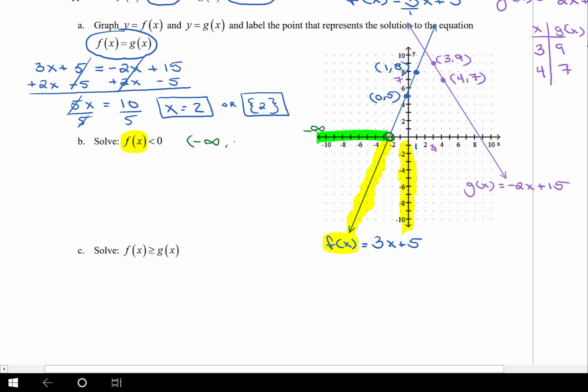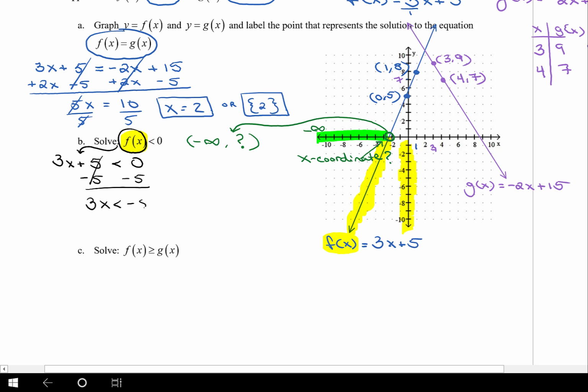Now, what is that x value exactly there? I can't really tell what it is. It looks like it's going to be a decimal or a fractional value. So I'm going to have to do this algebraically, because sometimes it's very difficult to get an exact answer from the graph when you've got answers that are fractional or decimal. I can't figure out what the x coordinate is. But if I set this up as an inequality and I solve it algebraically, I'll be able to get that x value exactly. So we get 3x is less than negative 5, divide both sides by 3, and x is going to be strictly less than negative 5/3.